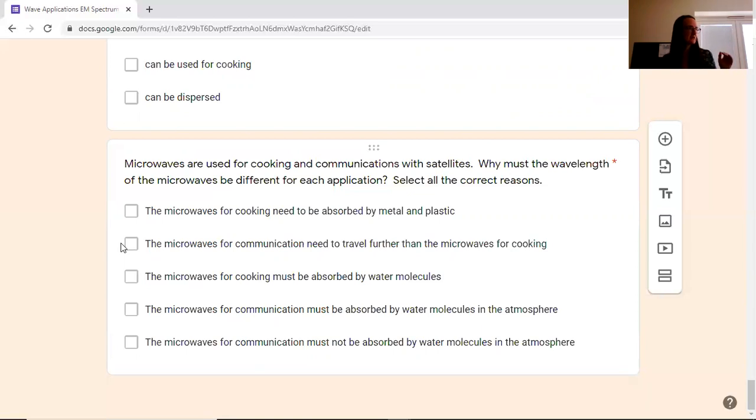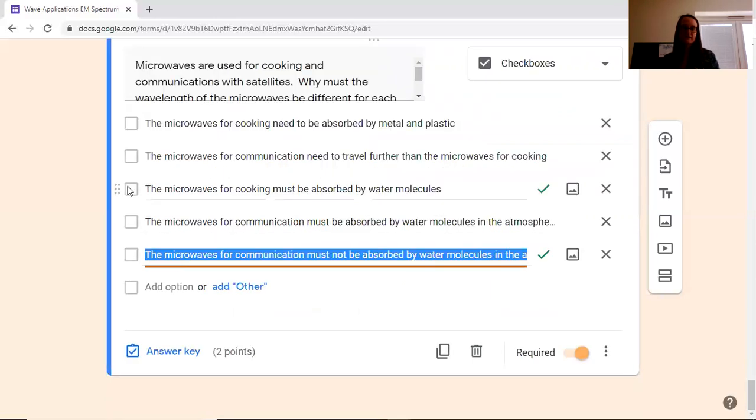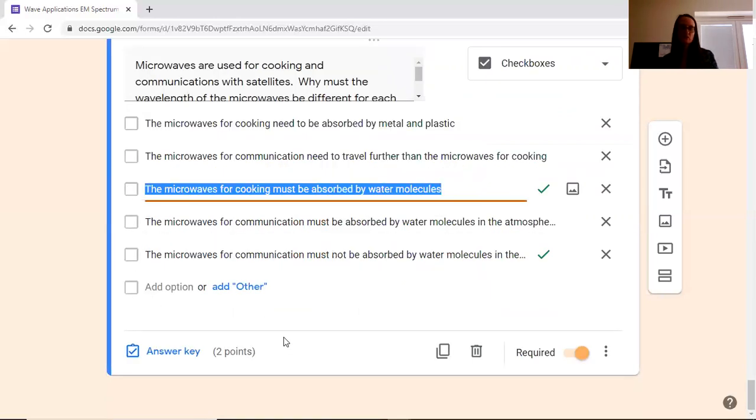Ultimately, the microwaves that we use in our cooking can travel just as far as the microwaves that we use in communications. The problem with the ones for communication is that they've got to go through our atmosphere. So the ones for cooking must be absorbed by water molecules. The ones for communication must not be absorbed by water molecules in the atmosphere. So it's this bottom one and this one here. Those were your two answers. So hopefully that helps.